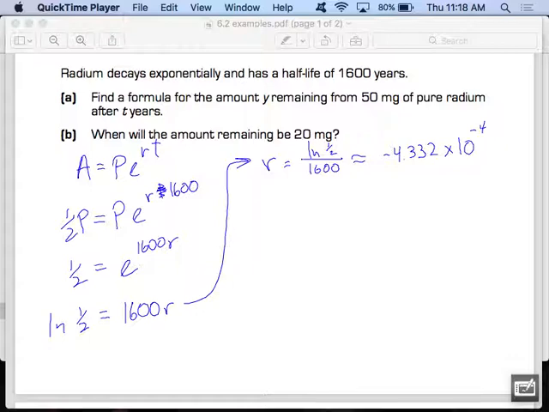If you prefer, 1, 2, 3, 4, negative 0.00043332. Don't confuse the e on your calculator with the exponential e, 2.718281828459045. Store that number.